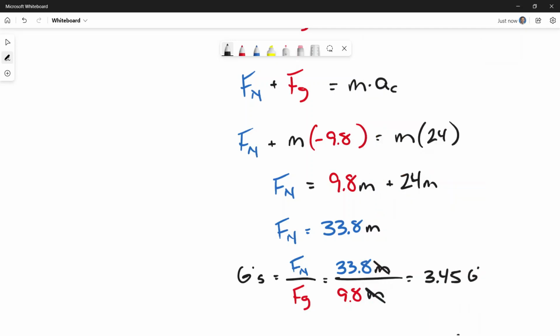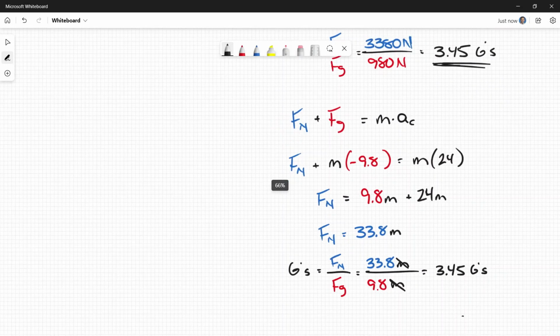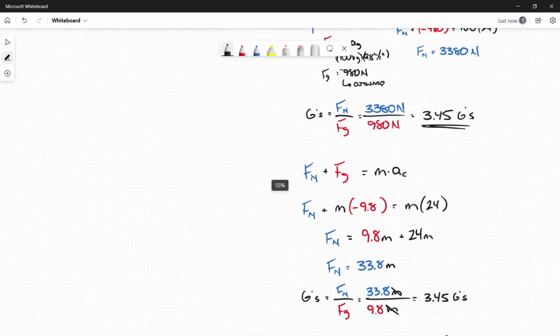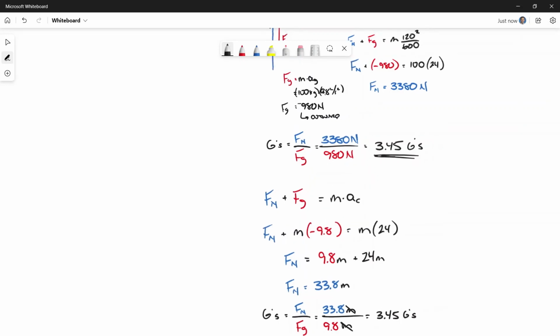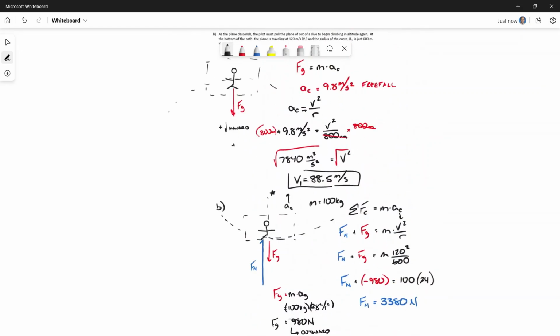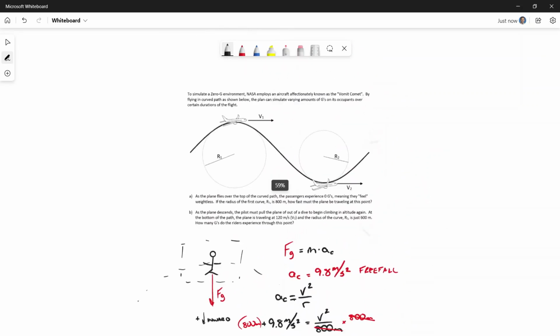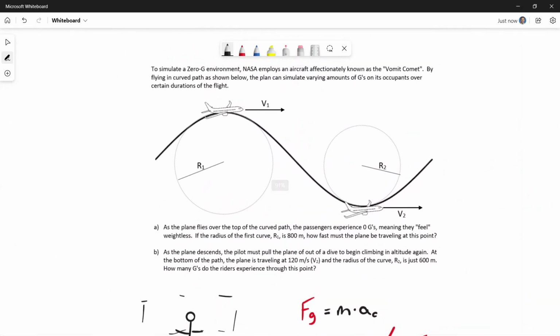G's. Right, so we see that, in fact, as long as that plane is maintaining the speed through that radius, everything with that plane, the plane included, would experience 3.45 G's. So this is why you can have multiple passengers inside this airplane as it's passing through these parabolic arcs, and every passenger will experience the same feeling, these G's, which are really just what the floor is pushing on them.